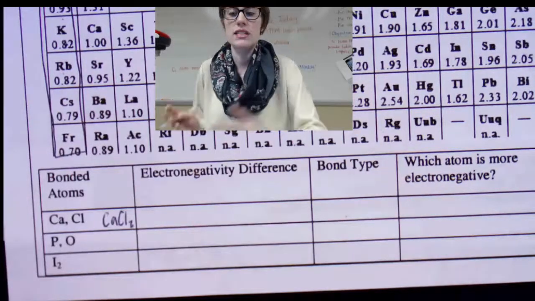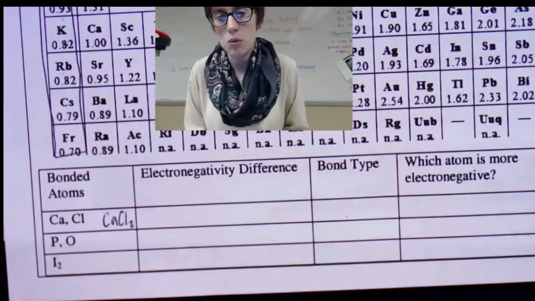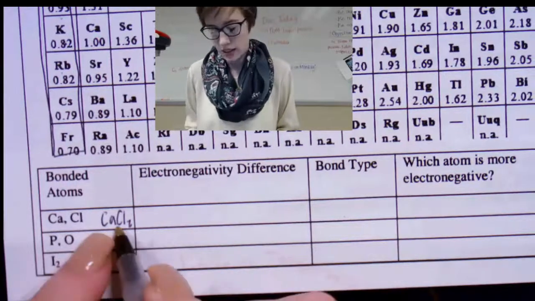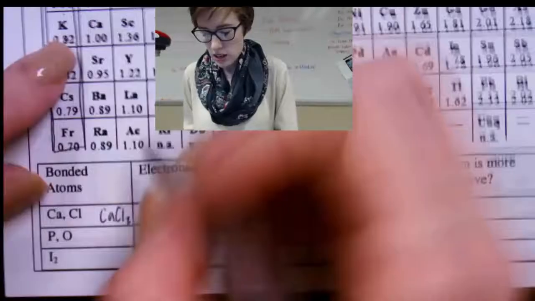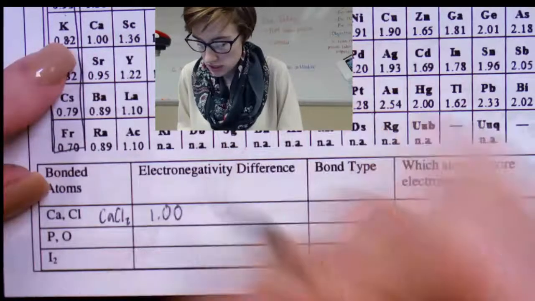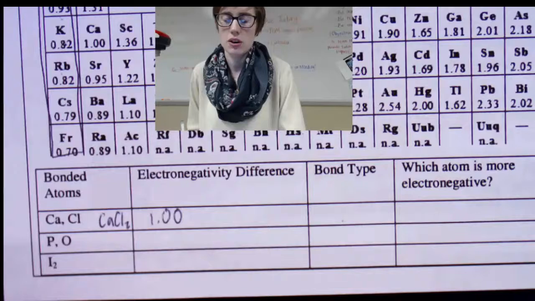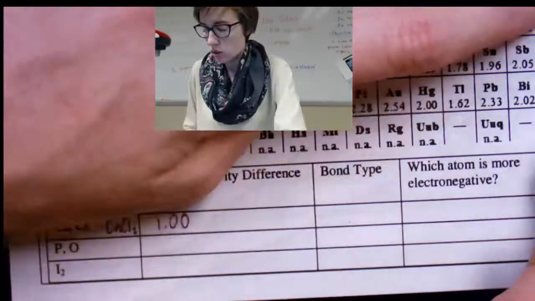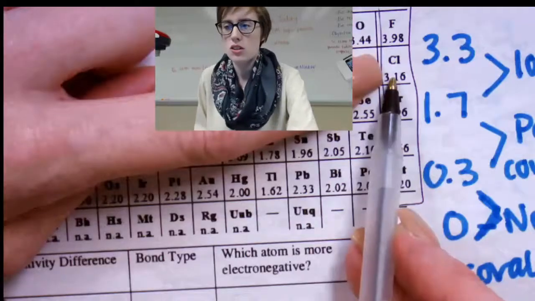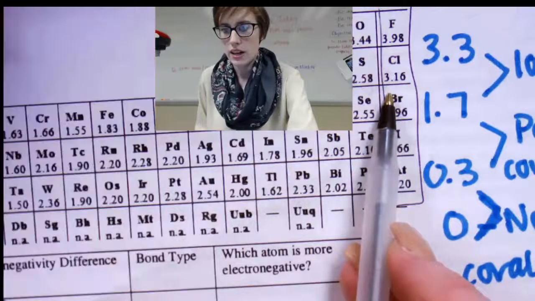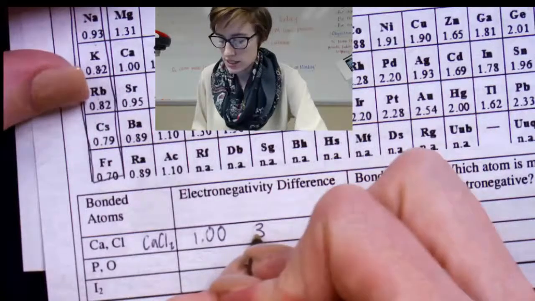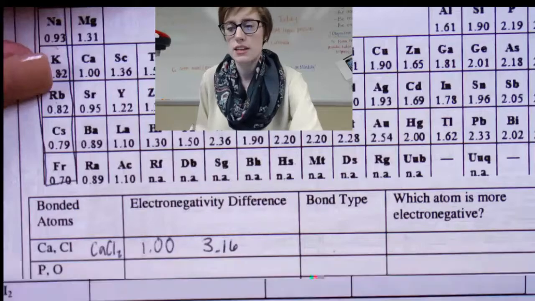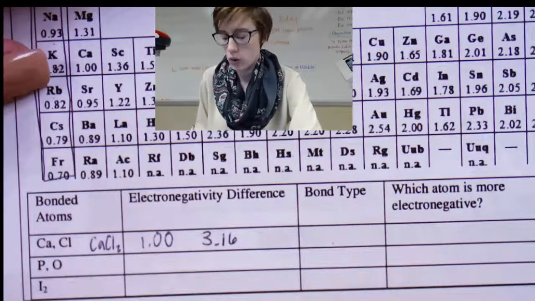Well, we have to figure out the difference between the electronegativity. Basically, we want to see how strong is calcium compared to how strong chlorine is. Well, let's look at the electronegativity value for calcium. Calcium has an electronegativity value of 1.00. That's how strongly it tries to pull on electrons. Now let's look at chlorine. Well, chlorine's in group 17, so we can assume it has a really high electronegativity value, and it does. 3.16 is its electronegativity value. So we want to find the difference between 1 and 3.16.